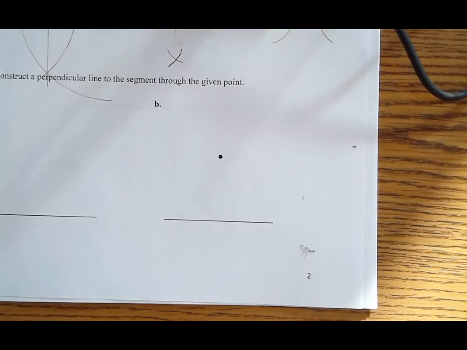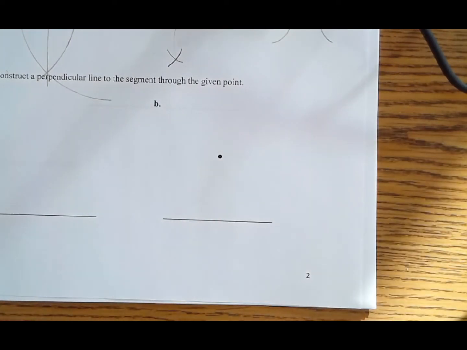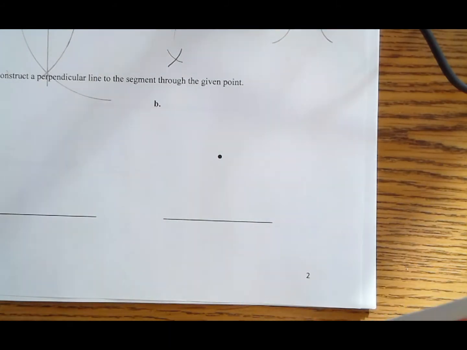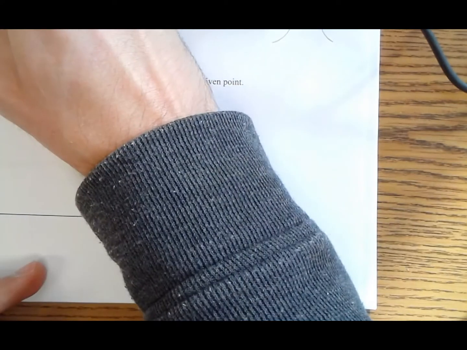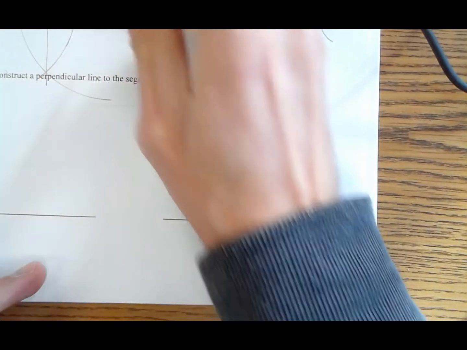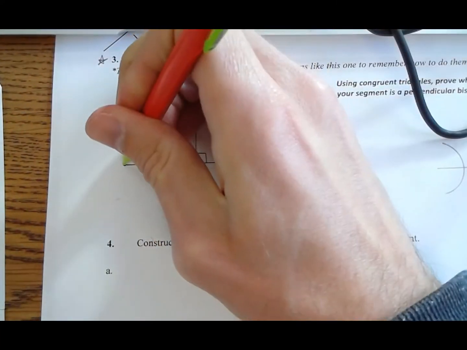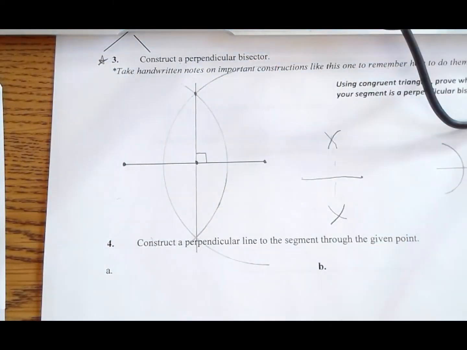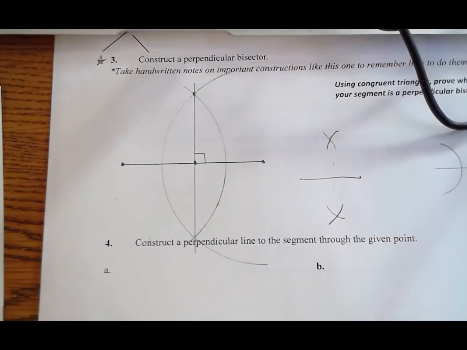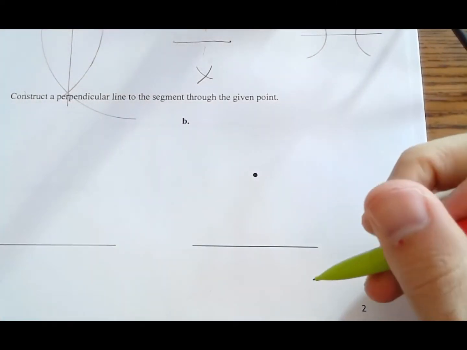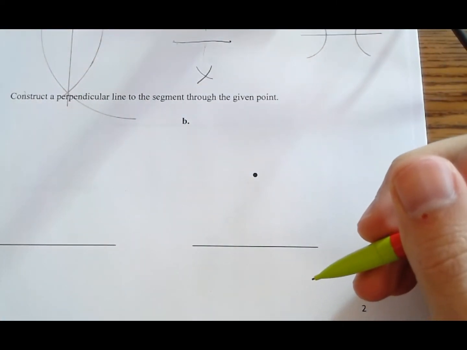Okay, so construct a perpendicular line to the segment through the given point. Again, this is 4b. I'm doing number 3, but what I need for number 3, this is very important, I should have highlighted more. For number 3, you need 2 endpoints. To do a perpendicular bisector, you take your segment, you need 2 endpoints. You always need that. So we come down here for B. I need 2 endpoints.